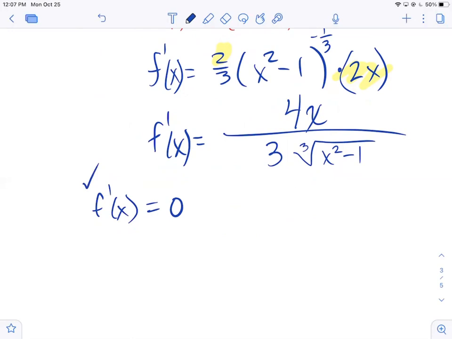Now, when I set the name of the function equal to 0, that's great. That's one thing. But since I have the expression that it's equal to on the right, you could also do that. I'll say and or, right? Some people like to be thorough. So you could also say 4x over 3 cube root of x squared -1 equals 0. Either way, you don't get a bonus check for that. Those are both equal to f prime.